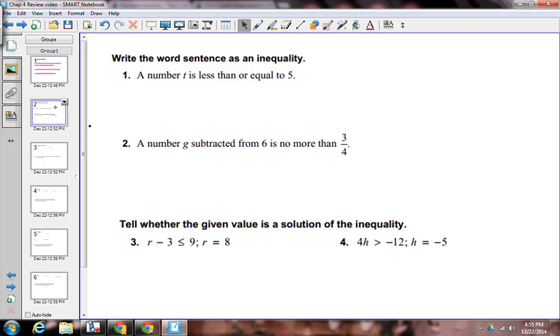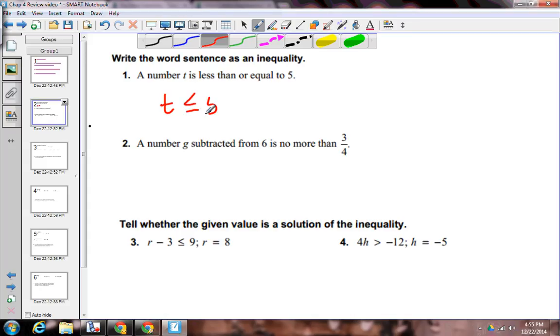Here we go. Okay, so 4.1, we learned to write inequalities and tell whether a certain value is a solution. So for number 1, just the way the words sound, t is less than or equal to 5. We would write t and then the less than or equal symbol and then 5. And for number 2, that one should look familiar to you. I think we did that in class a while ago.